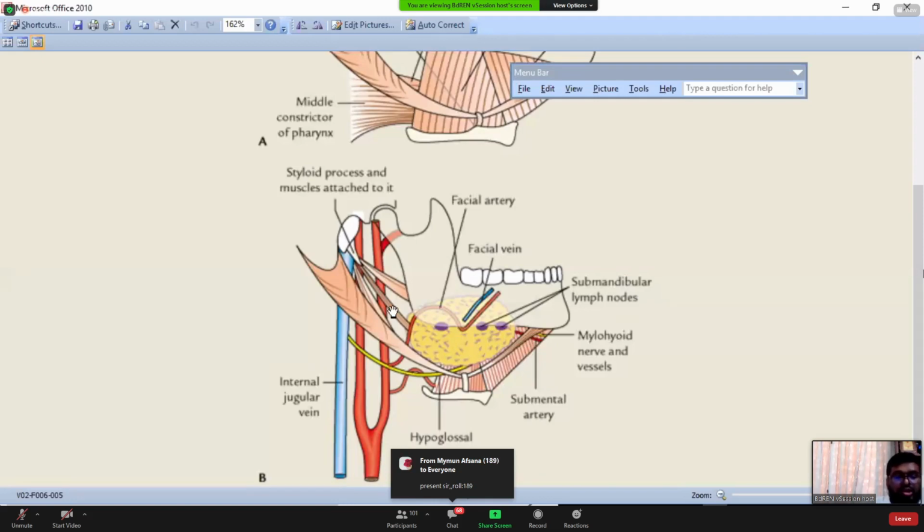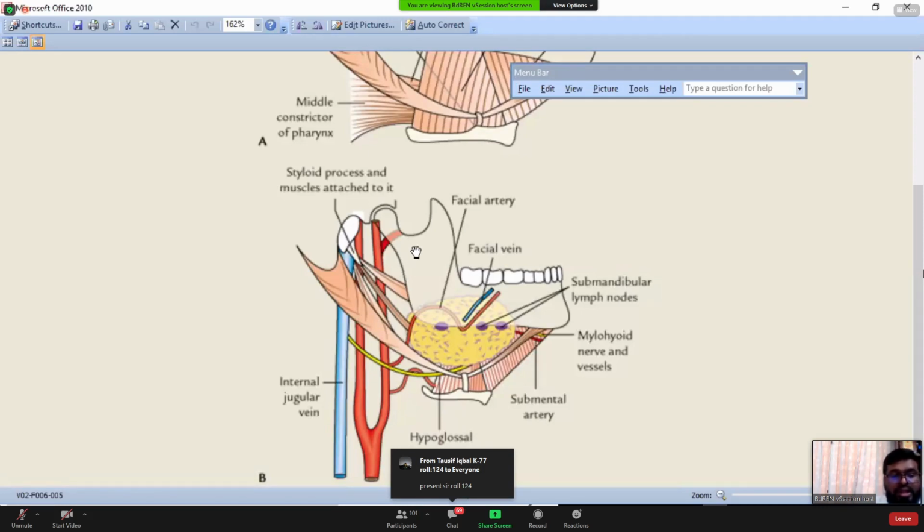And in the posterior part, there are so many important structures as well. There is the external carotid artery. You can see this one is the external carotid artery and its branches, and the carotid sheath, which contains, as you already know, the internal carotid artery, the common carotid artery, the internal jugular vein, and the vagus nerve. So these are also present here.